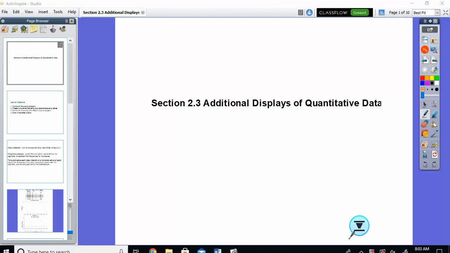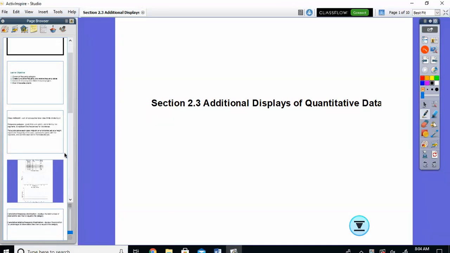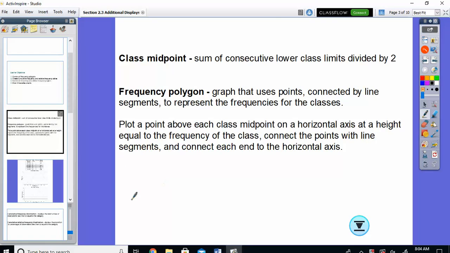A few final ways of representing our data. We've seen just our regular bar graphs. We've looked at pie charts and histograms. So now we have the last little bit, we're looking at what are called frequency polygons and time series plots. We do have a couple definitions that you need to know what I'm talking about.